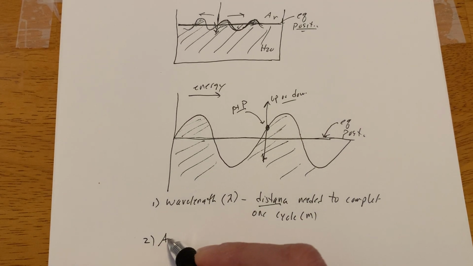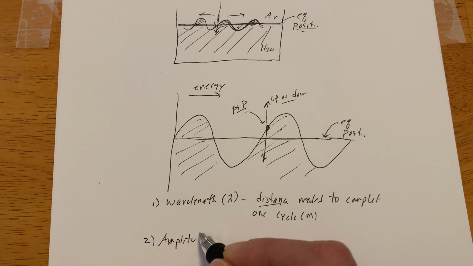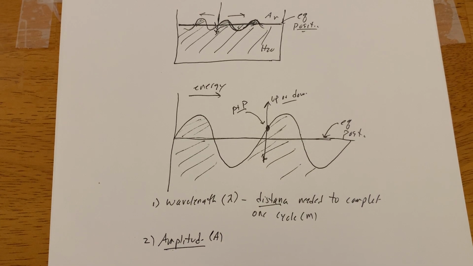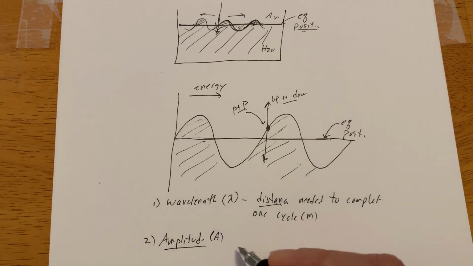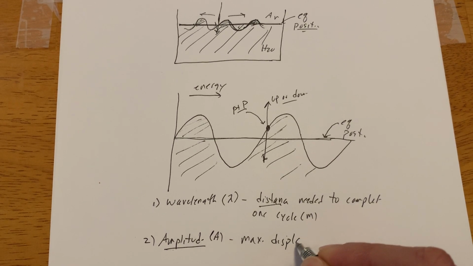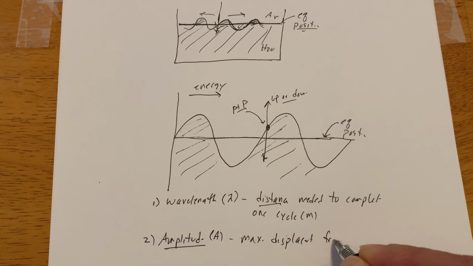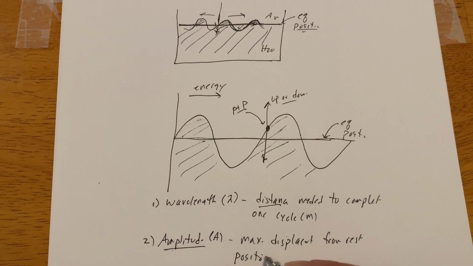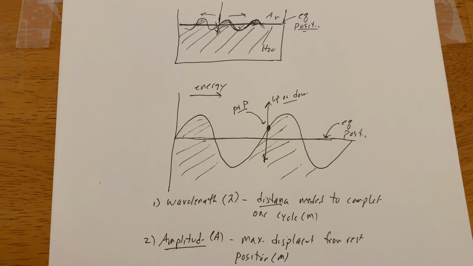Two, amplitude. What is an amplitude? By the way, we just characterize that as A. Well, the amplitude by definition is my maximum displacement from rest position. By the way, that is also going to be in meters.